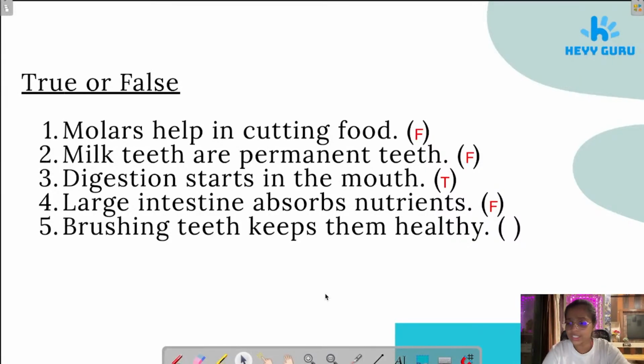Okay. Your next question is, brushing teeth keeps them healthy. Brushing teeth keeps them healthy. Yes, true is the correct answer. Brushing teeth keeps them healthy. Correct.